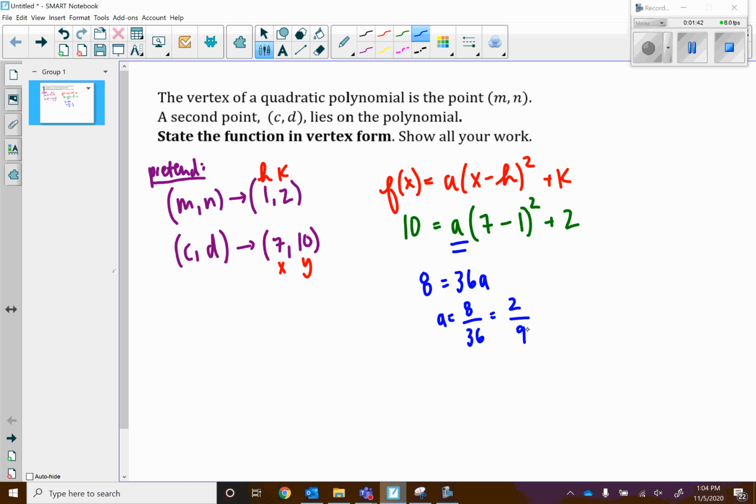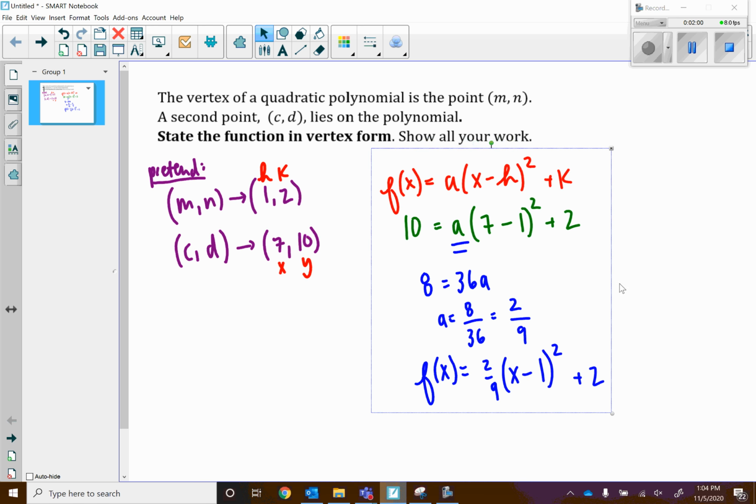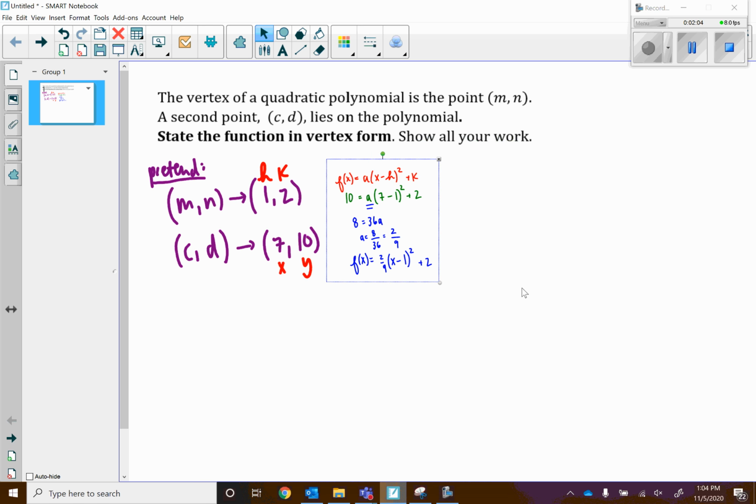Once we have that, we would go back in and write f(x) is equal to 2/9 times the quantity x minus h squared plus k. So that is what we want to do here, but of course it's not quite as easy because we're not given actual values, we are just given variables. So what does our problem look like in this actual example? Let's start by doing the same thing we started with.